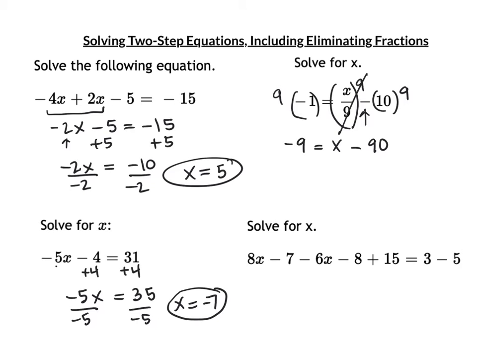I'm going to get the x by itself. Only one more step. Get rid of that minus 90 with a plus 90 to both sides of the equation. Both sides of the equals, always. That equals is like your magic line. What you do to one side, you must do to the other. So if we add 90 to both sides, we get 81.